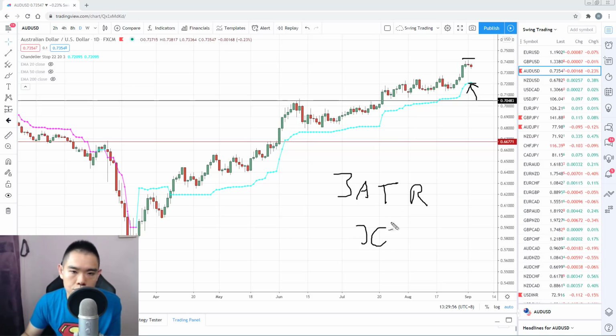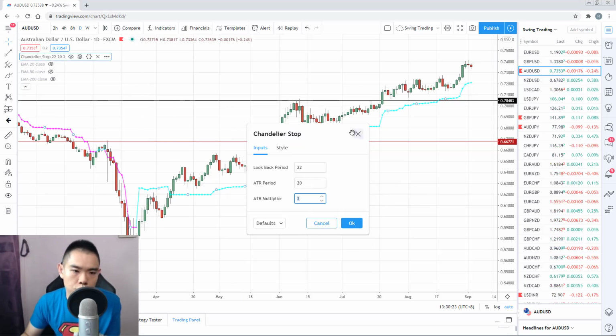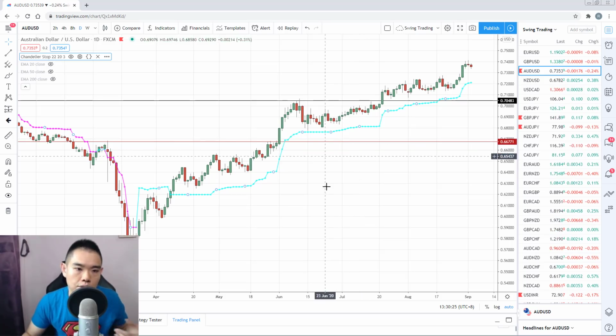X. So the number from here, let's say from the high over here down to here, this distance is X, which is equivalent to 3 ATR. Of course, you can adjust the ATR multiple. Over here I use 3; if you want to use 4, 5, 6, it all depends on you.